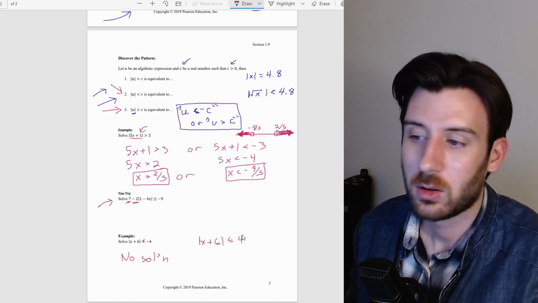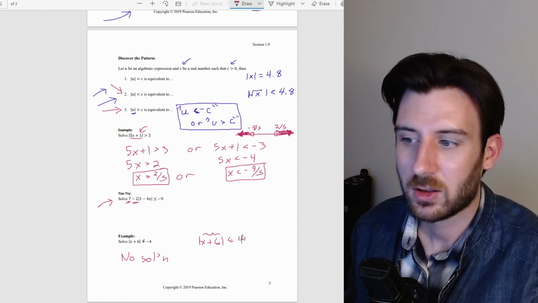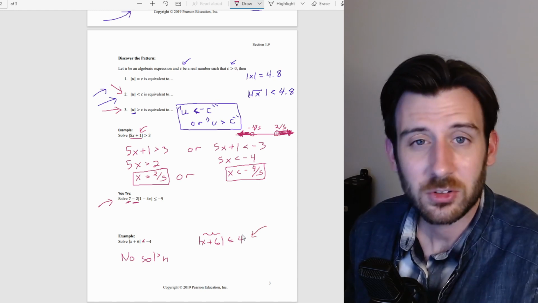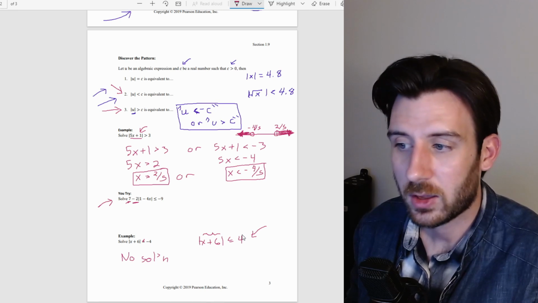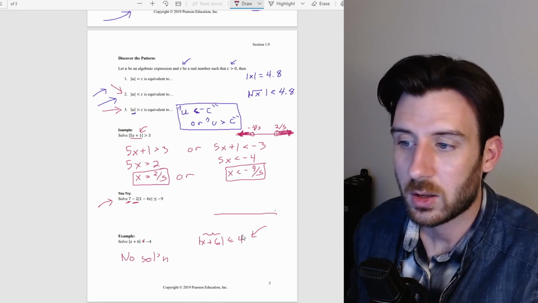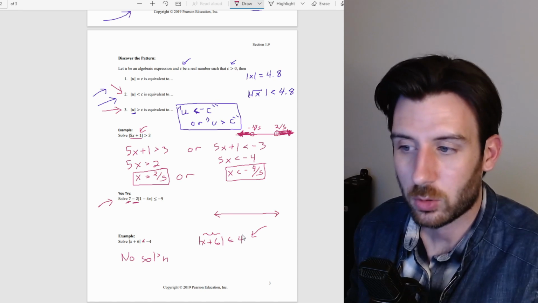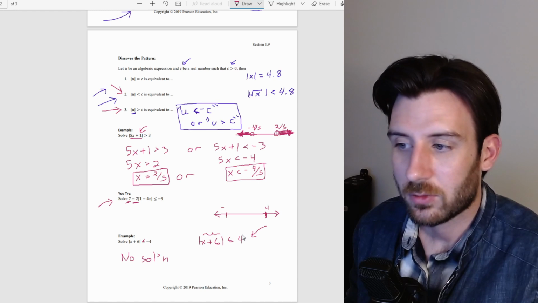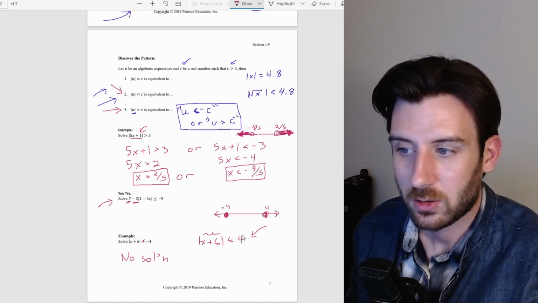What does that mean? Well, that means that all of the numbers on the inside here, x plus 6, whatever comes out from that, has to be closer to 0, or at least 4 units away from 0. So what I'm saying here is that on a number line, I'm looking for all of the numbers that are less than or equal to 4 units away. So that would be everything between +4 and -4. Because it's less than or equal to, I've got a little circle dot here. And so I want everything that's on the inside here.